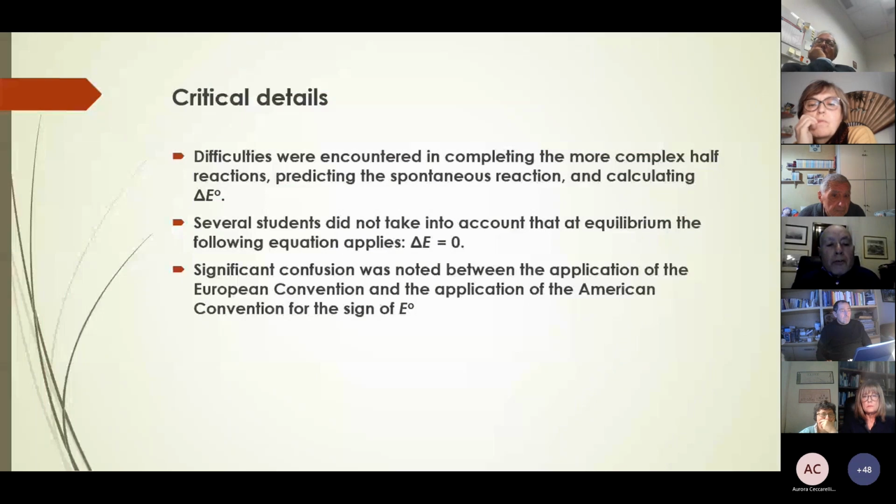Now, some conclusions about the study. I call these critical details, which are important for teaching and learning. Difficulties were encountered in completing the more complex half reactions, predicting the spontaneous reactions, and calculating the standard potential value. Several students did not take account of equilibrium, the following equation: delta E equals 0. Also, significant confusion was noted between the application of the European Convention and the application of the American Convention for the sign of the standard electrode potential.